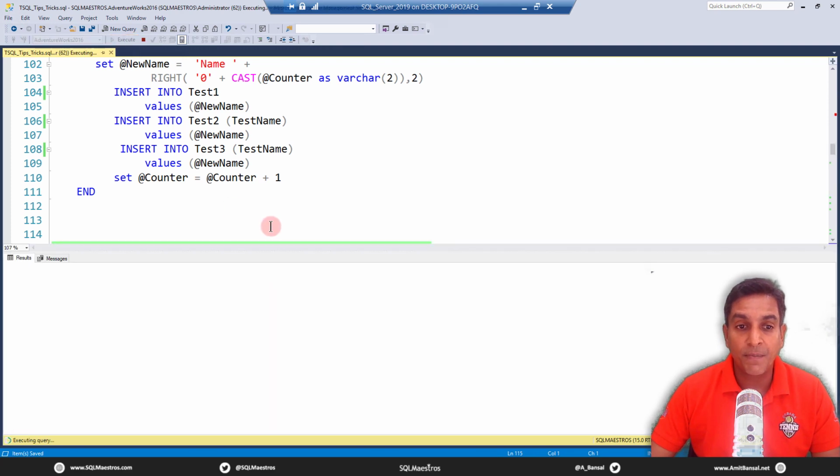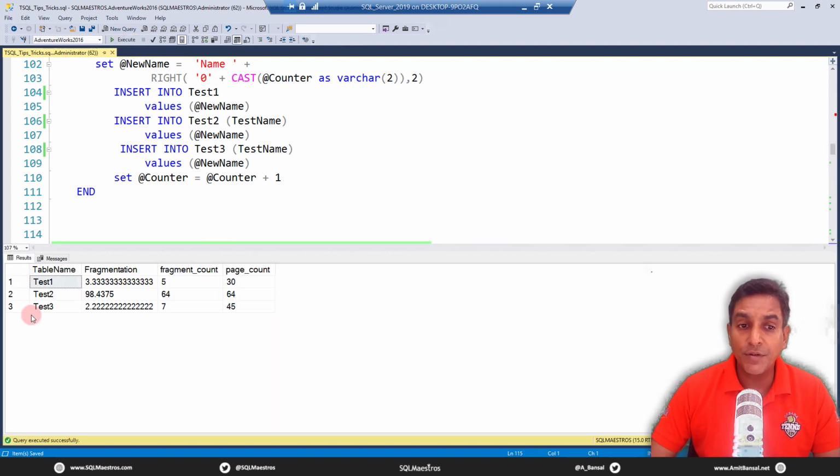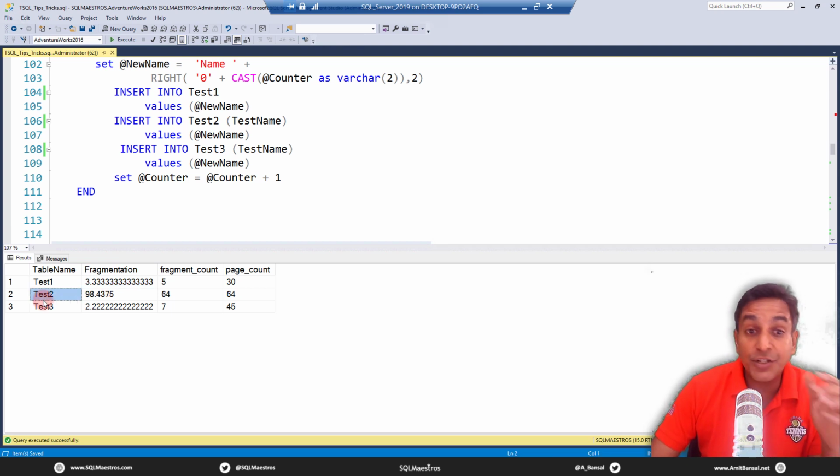Let's go and execute. And what you're going to see for test 1, fragmentation is just 3%. Test 2 is the culprit, right? You should completely avoid using GUID with the NEWID function. Fragmentation is 98%, totally fragmented data. Test 3 is relatively very good, which is just 2%. This is your NEWSEQUENTIALID.